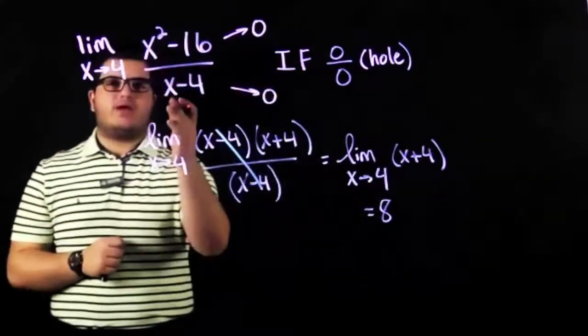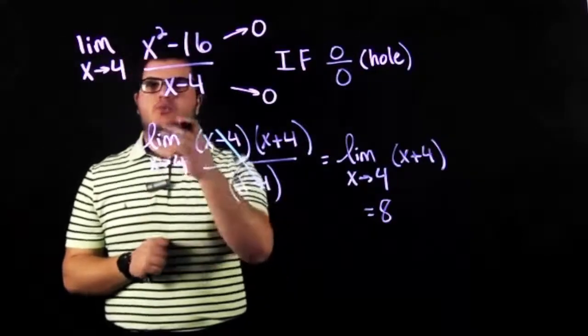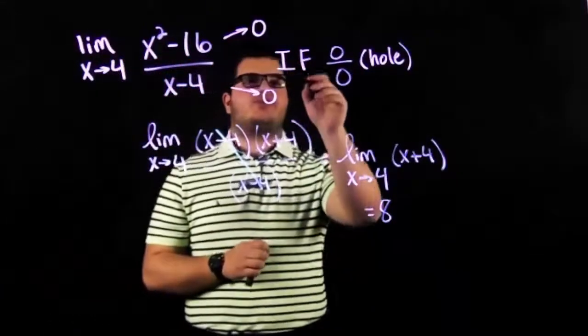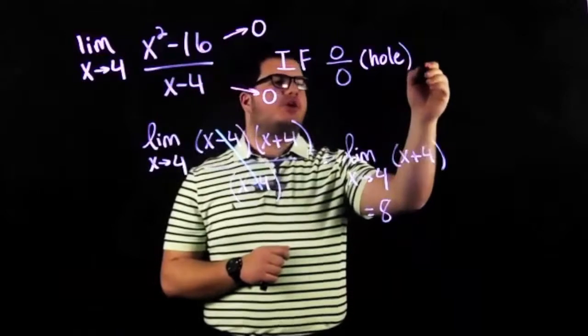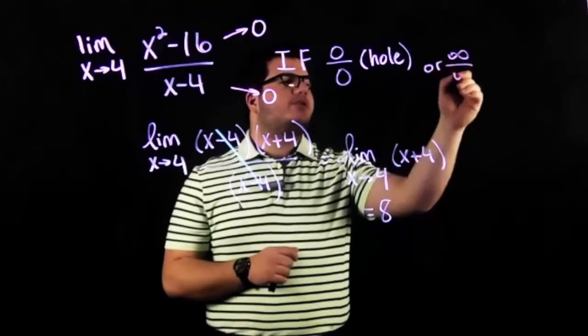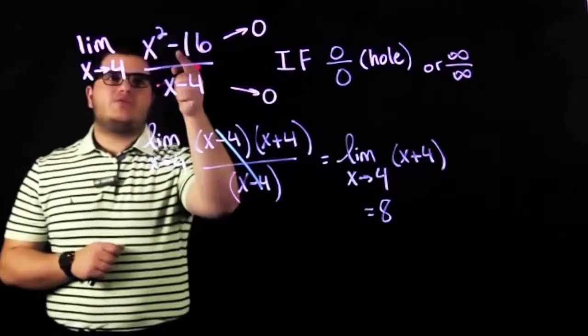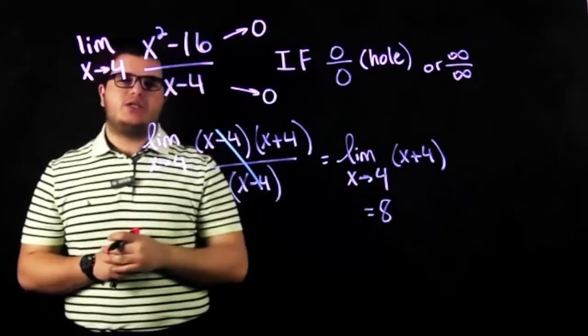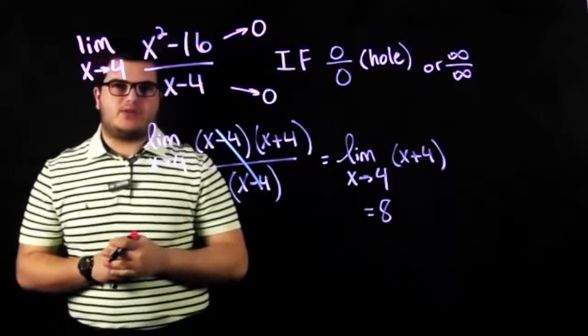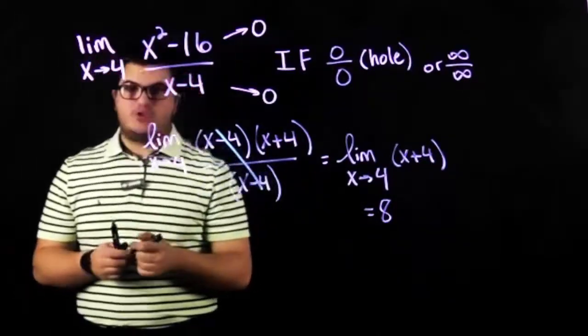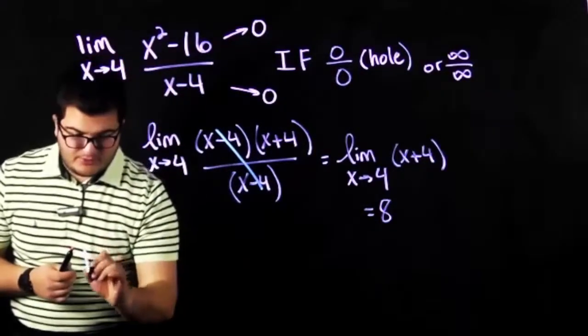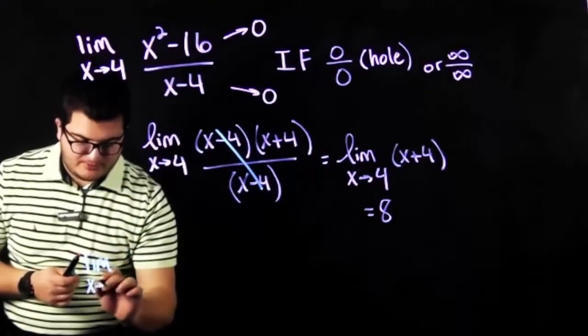The new method we have is L'Hopital's rule. L'Hopital's rule says if I have an indeterminate form, 0 over 0, or infinity over infinity, then I can take the derivative of the top and the bottom function and then try to evaluate the limit. So let's try that. Using L'Hopital's rule, we start with the problem.